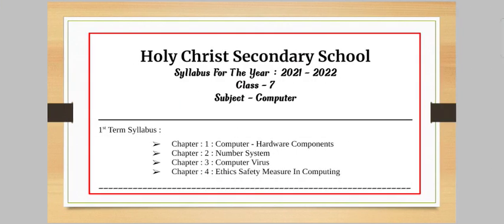And this is the syllabus of the first term examination. Chapter number 1, computer hardware components. Chapter number 2, number system. Chapter number 3, computer virus. Chapter number 4, ethics, safety measures in computing. So these 4 chapters are included in the first term examination.